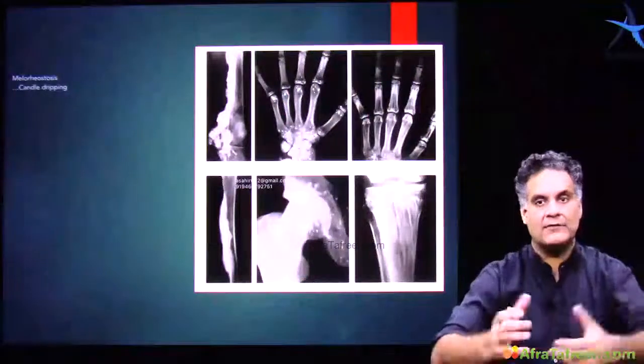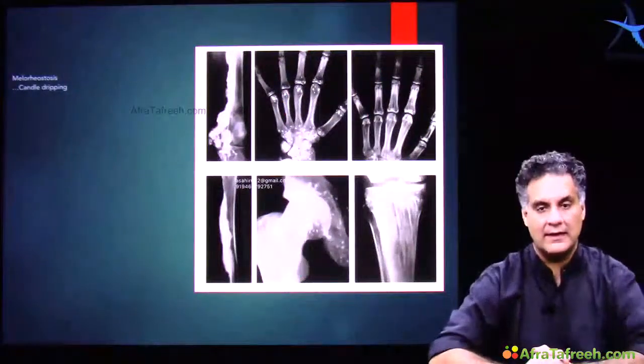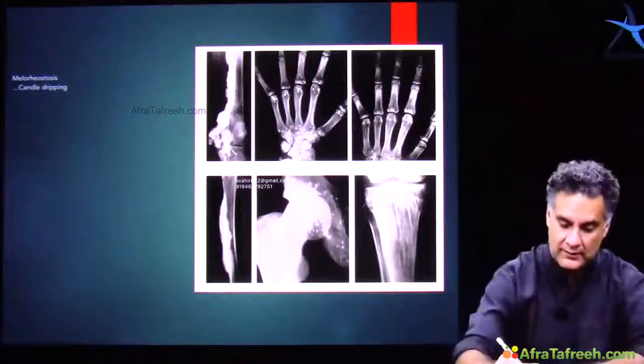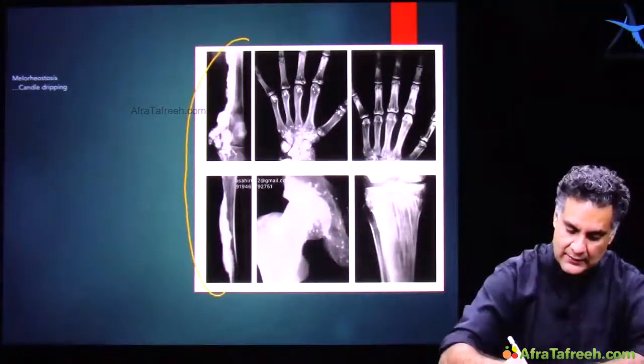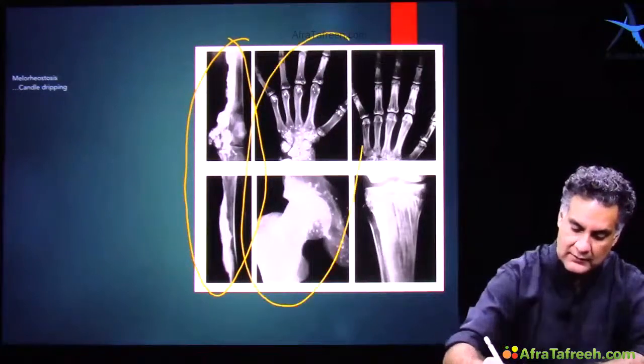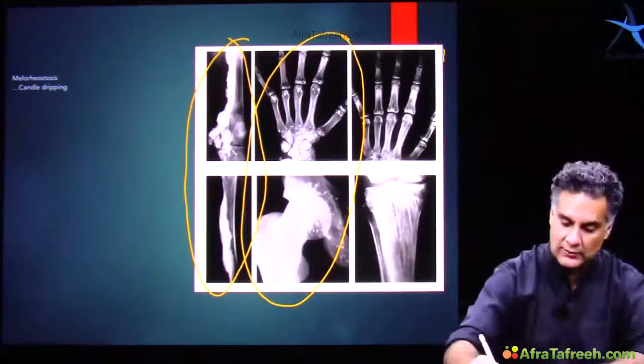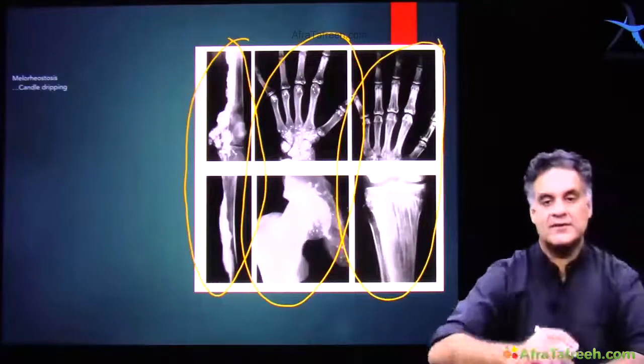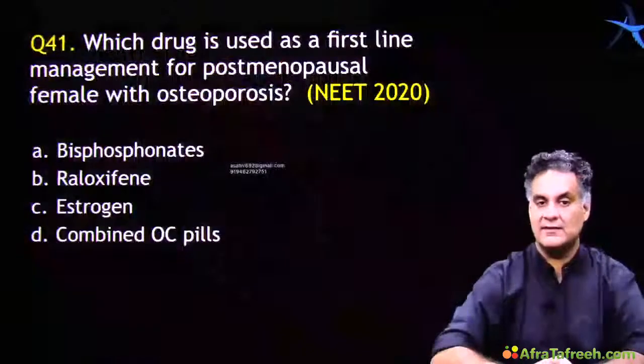And then you have increased density of the bone, like melorheostosis, which is candle dripping bone disease, or osteopoikilosis, which is spotted bone disease, or osteopathia striata, which is a striated bone disease, which are incidental discoveries.